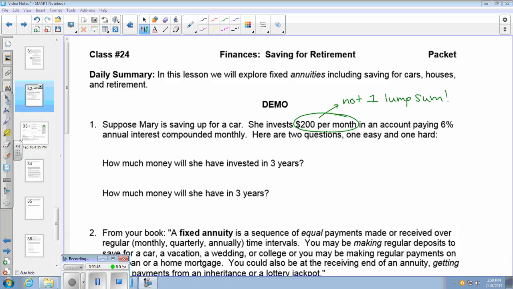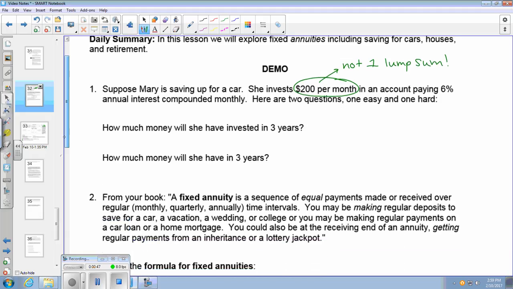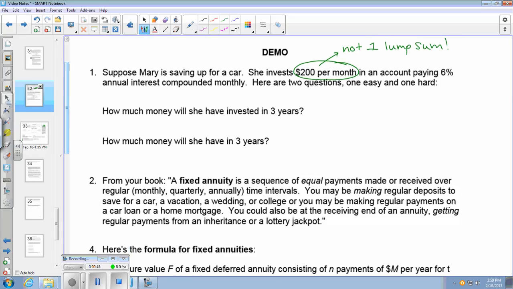So there's two questions below. One is easy and one is hard. The first one, how much money is she going to have invested in 3 years? Well, she's doing $200 per month. So 200 times 12 will tell me how much she does each year, and then times 3 will tell me how much over the 3 years. It turns out she's going to end up investing $7,200 altogether during those 3 years. Second question is a tougher one.